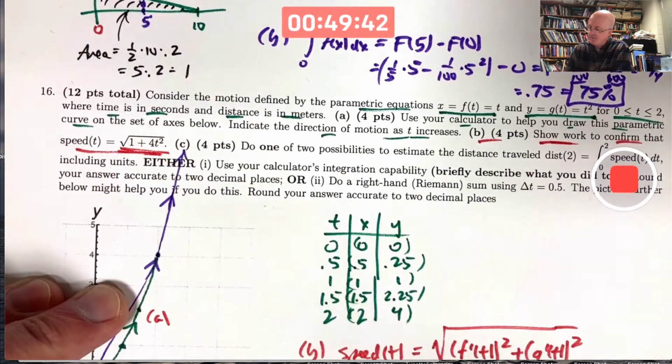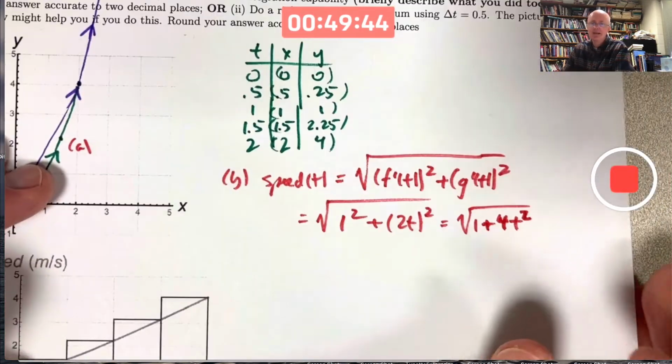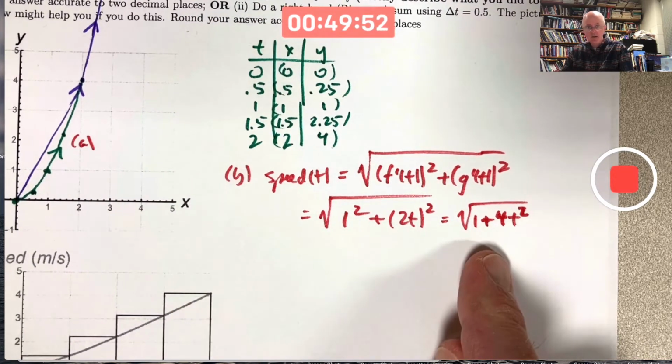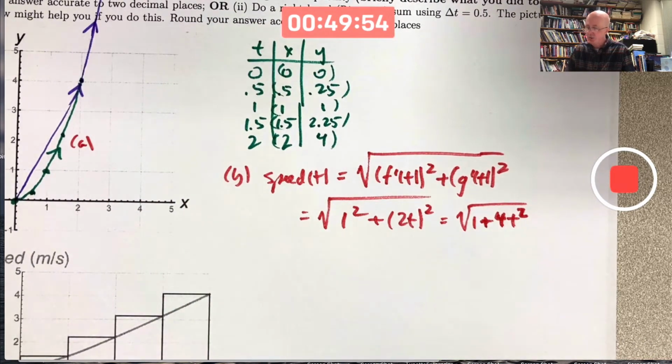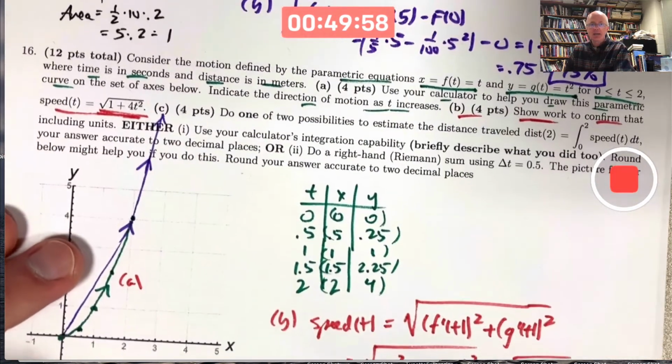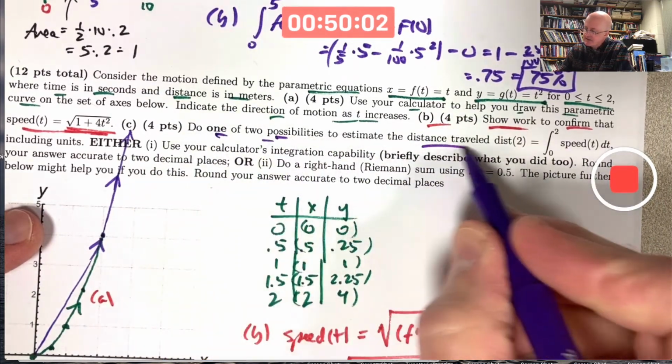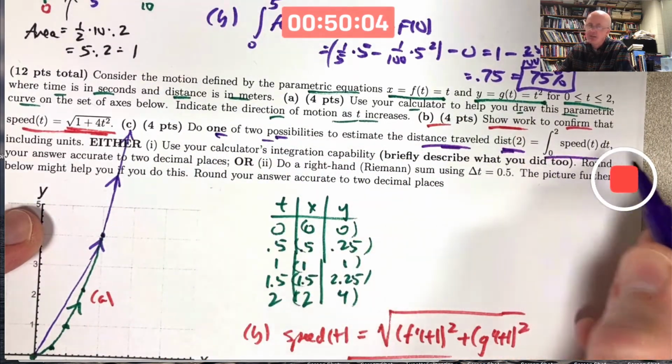Okay, right there. That is the instantaneous speed, the rate of change of distance with respect to time at any moment in time. And it changes over time and it gets bigger, so this object is accelerating as well. Part C. Do one of two possibilities to estimate the distance traveled, which is the integral of the speed.